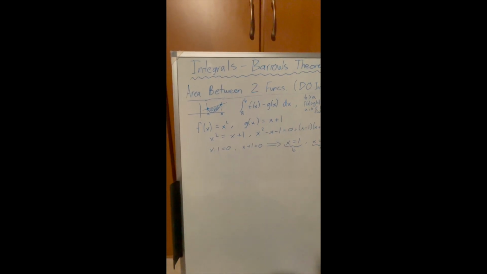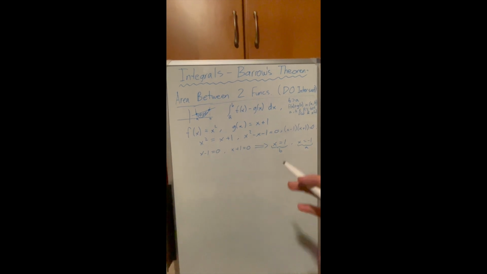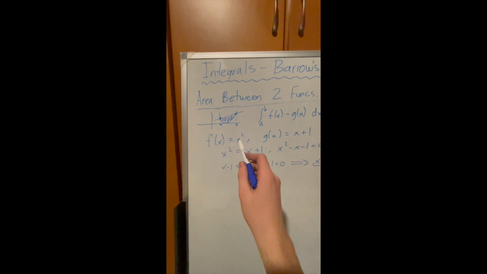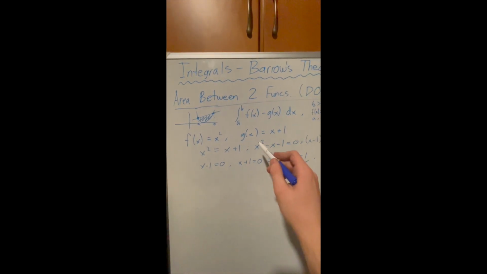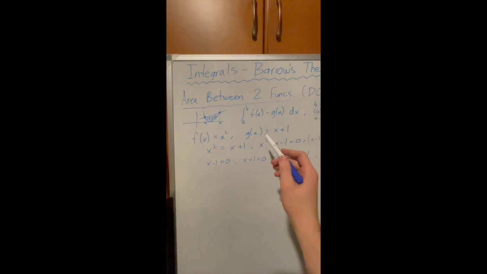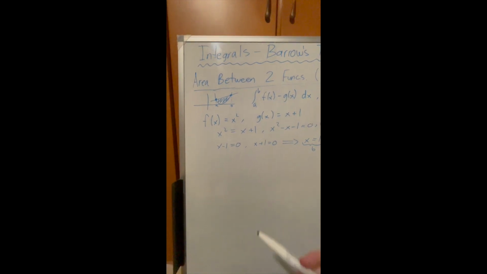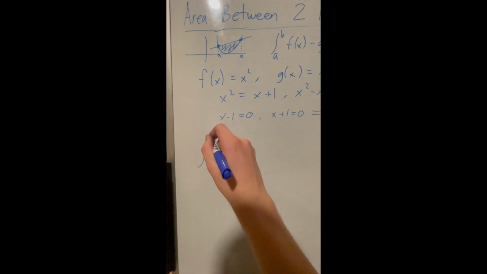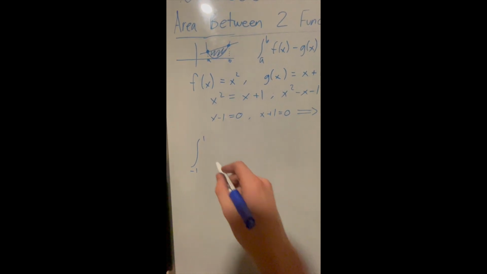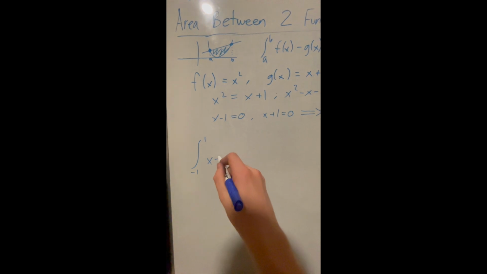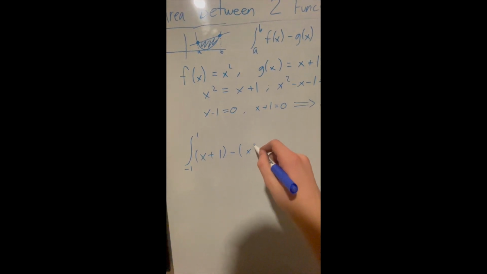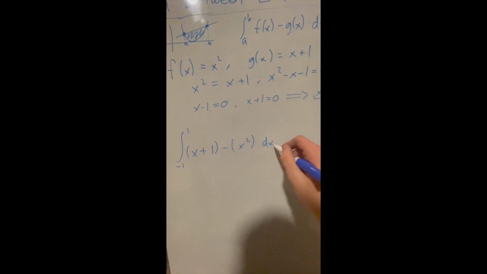Now we need to find which function is greater between these 2 points. So let's take the point 0 and evaluate it here. 0 squared is 0, and g of x, 0 plus 1, is 1. So in this case, our g of x is bigger. So we're going to have to write first, between 1 and minus 1, x plus 1 minus x squared dx.